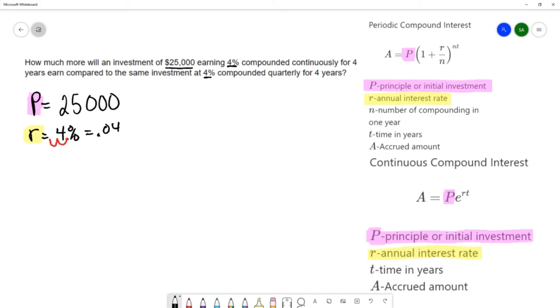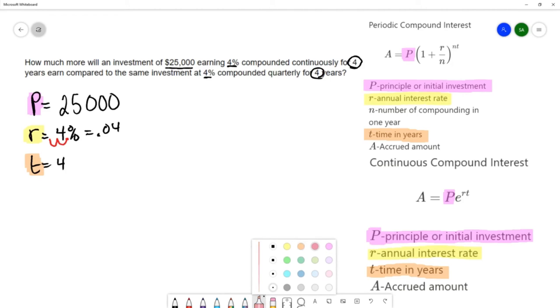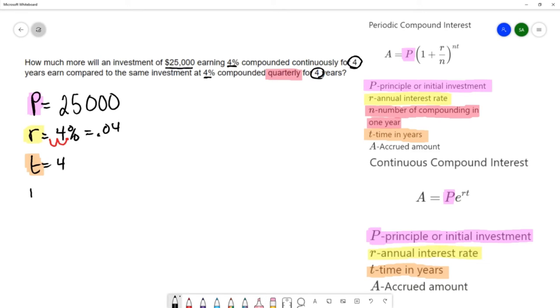And then we notice that we're going to be leaving the account alone for 4 years. So we have t being 4 years. So t is time in both formulas. And in the periodic formula, there's one more piece of information, the number of compoundings in 1 year. And we're going to get that value from the fact that this account is compounded quarterly. So if it's compounded quarterly, that means that interest is added quarterly or 4 times a year. So we're going to use 4 as the value of n.